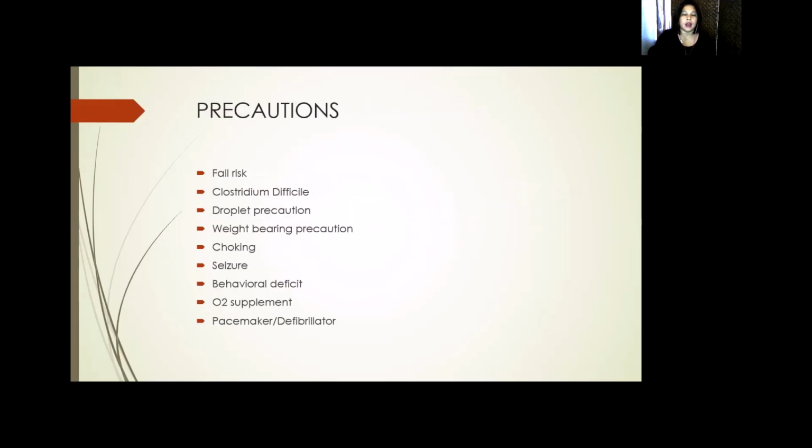So next is the precautions. The precautions can include a lot of things, and I just listed some of the common ones. Fall risk: later on we're going to discuss the standardized tests, and based on the standardized test and your observation as a therapist, if the patient is a fall risk, you have to put that on the precautions.